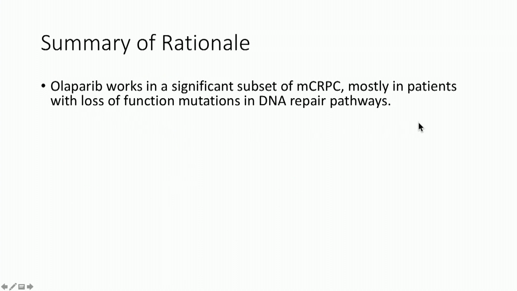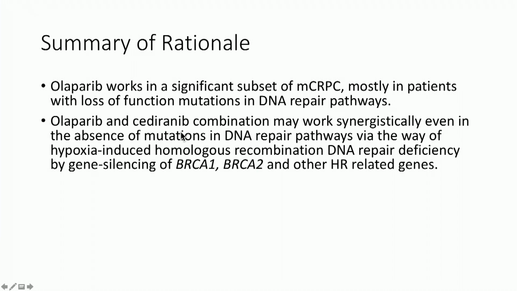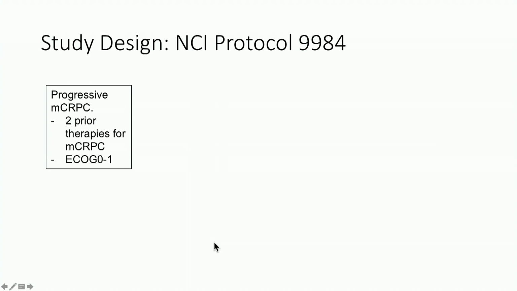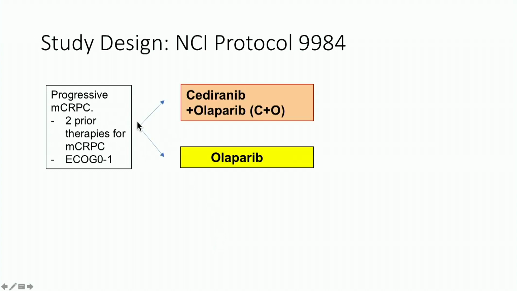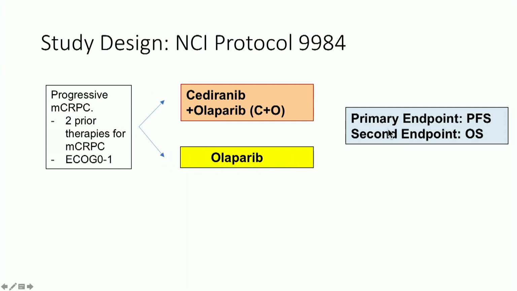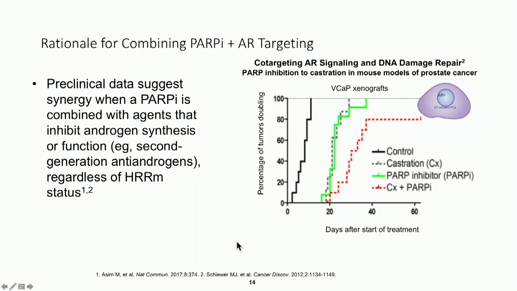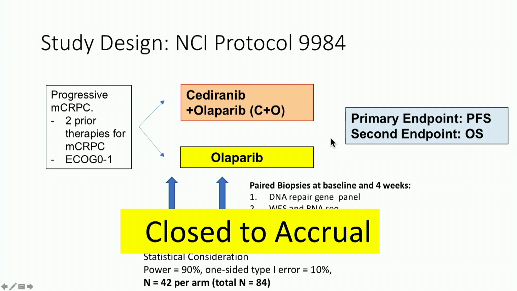So we've at Yale been combining Olaparib along with Cediranib, and the hypothesis is that this has a higher response rate and progression-free survival than Olaparib alone. It's actually a very, very interesting design because they're randomized to receive Cediranib or Olaparib by itself. Primary endpoint is progression-free survival. And if you're on the single agent arm, you then cross over to the combination arm. So we're actually testing a hypothesis if we can drive hypoxia and then see if we have responses.